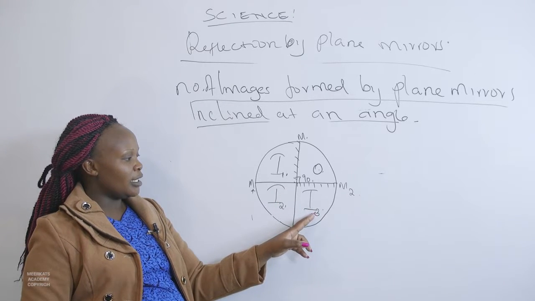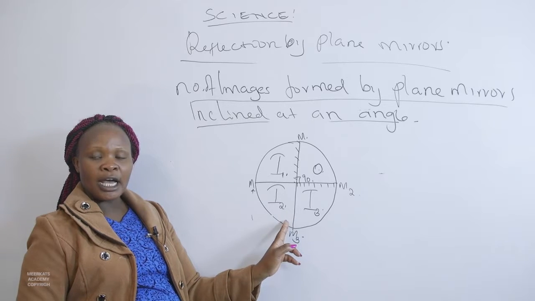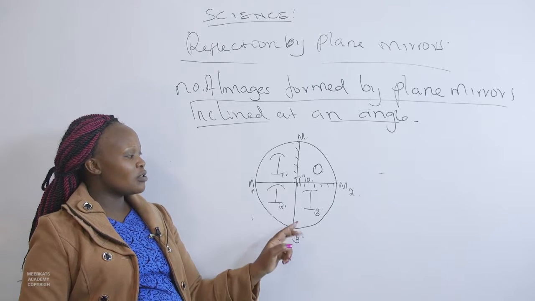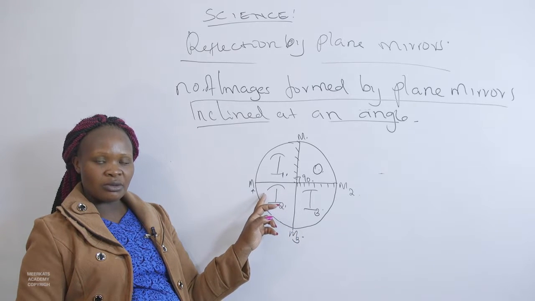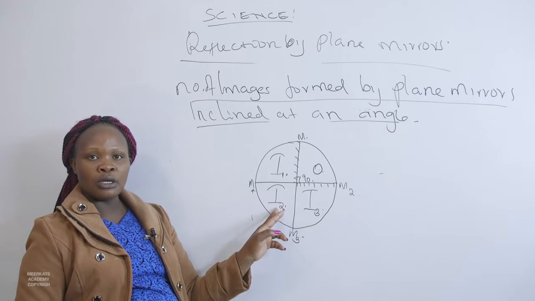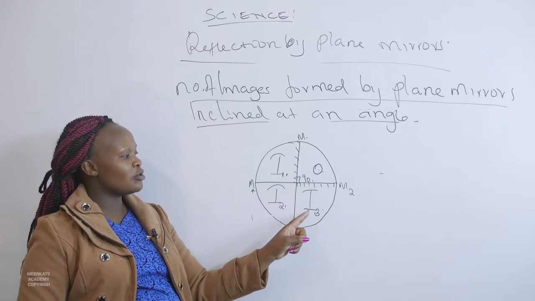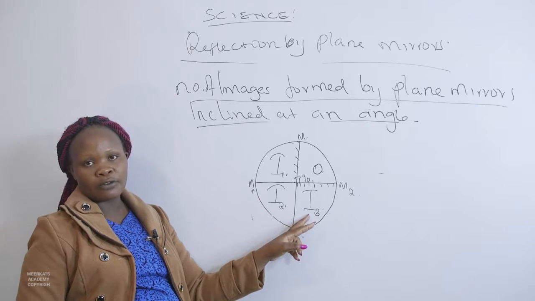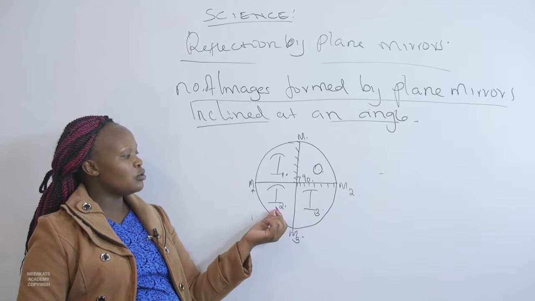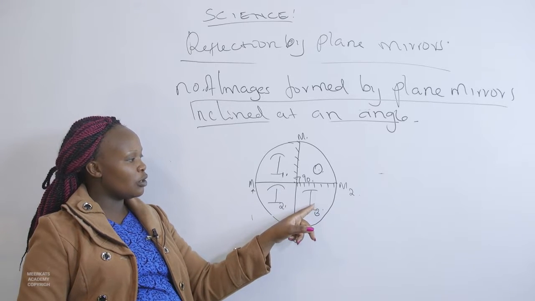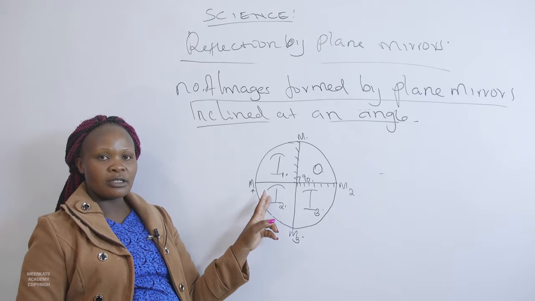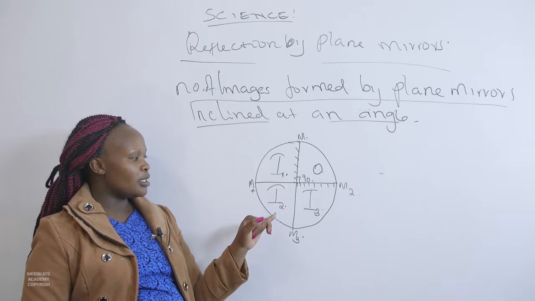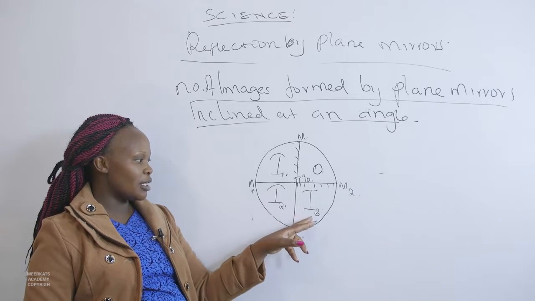Now, when I3 is observed against this mirror M3, it coincides or it merges with image 2 and becomes one image, because it has to be the same distance behind as this one is in front of the mirror. Therefore, they are going to merge so that now the image of this is at the same position as this one. They merge, they become one. The same case applies if this one was to be observed by this one.